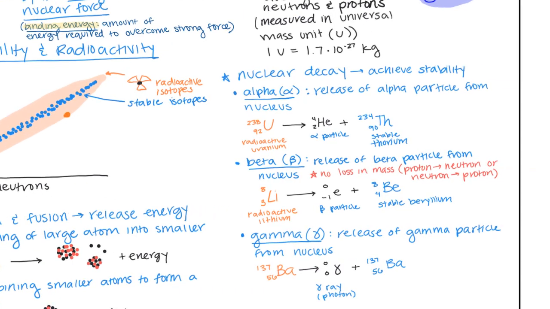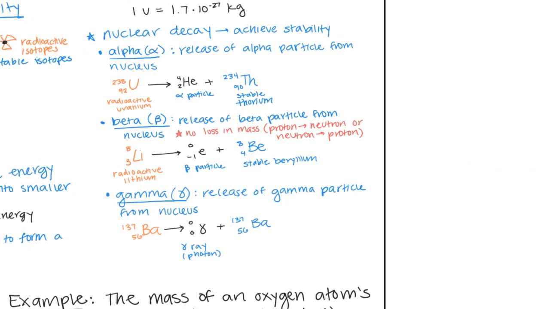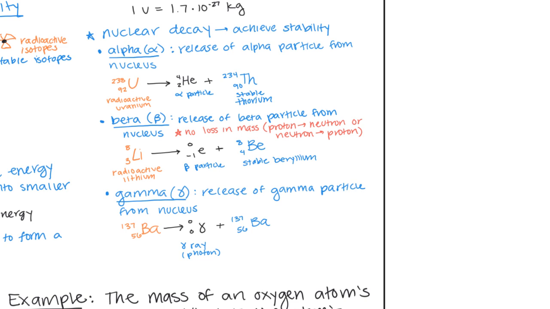All right, so one of the ways that atoms can either shed those neutrons or increase the number of neutrons in their nucleus to become more stable is through a process called nuclear decay. So I will highlight that. Oops, I'm using a pen instead of my highlighter. So again, nuclear decay. The ultimate goal of an atom undergoing nuclear decay is to achieve stability.